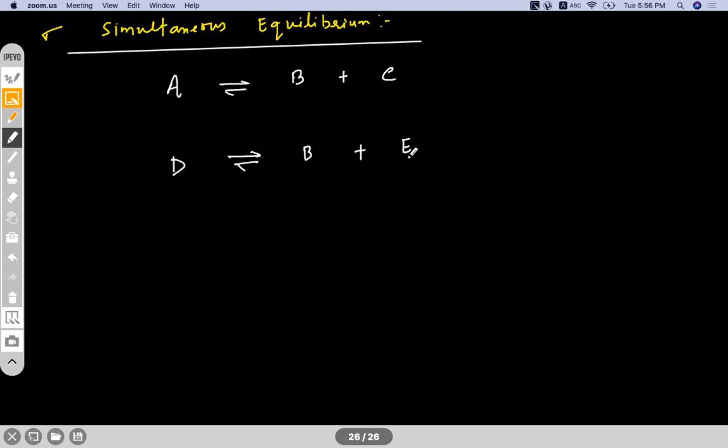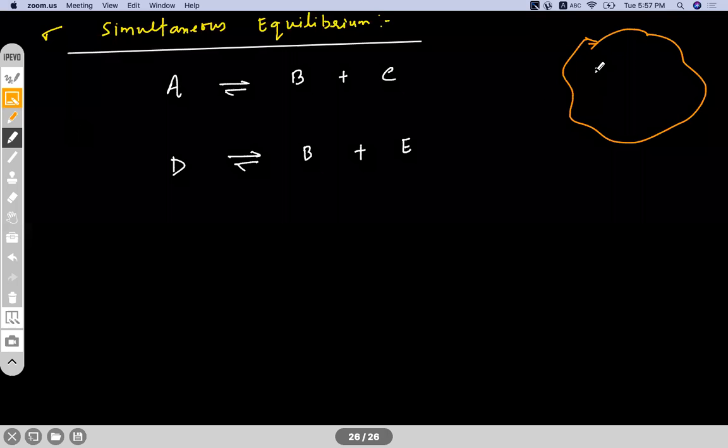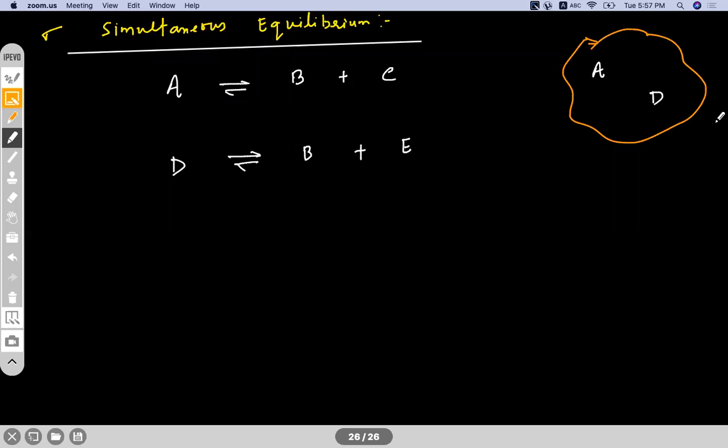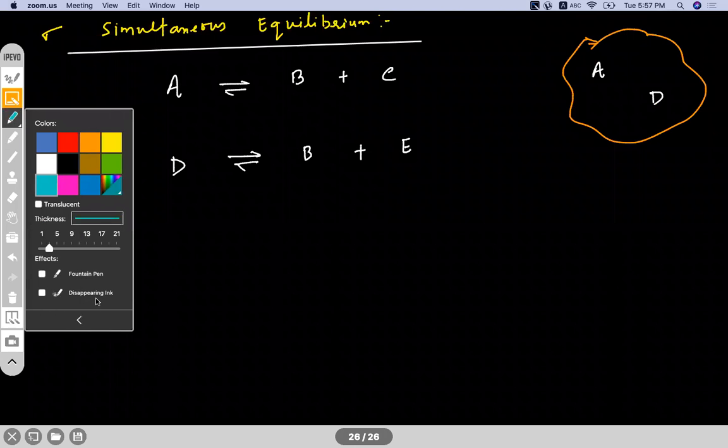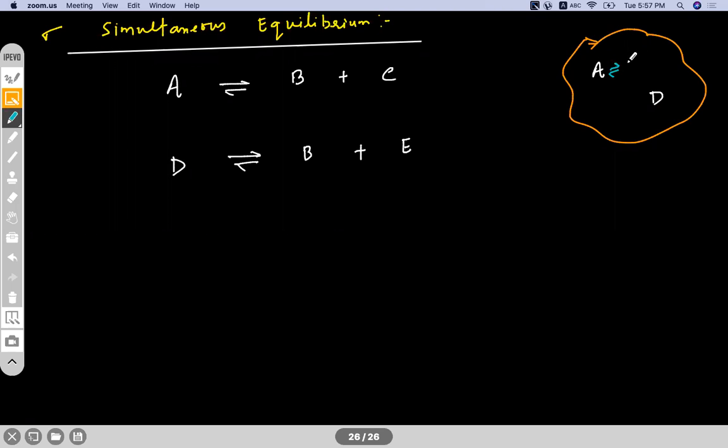Are you getting the condition? Suppose these two reactions are taking place in the same container. What do you do? You take a reaction vessel, closed obviously, because for equilibrium we must have a closed vessel. That's a condition. In this, you place A and D and simply keep it there. Then slowly A starts converting into B and C, and D starts converting into B and E. This is the reaction taking place in this container.